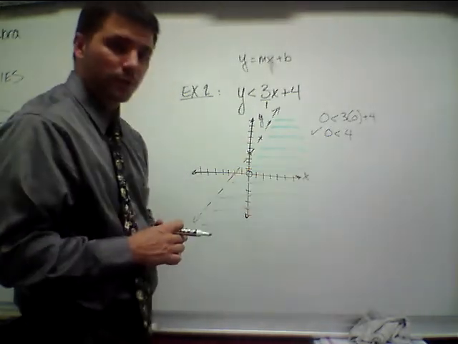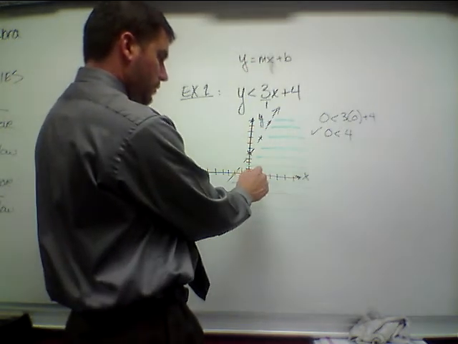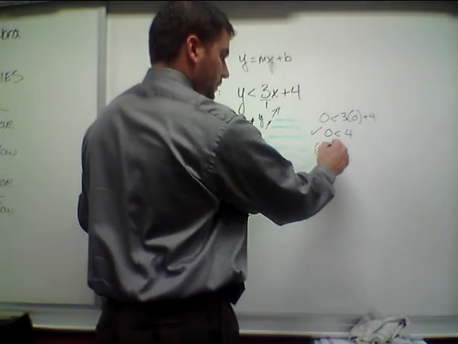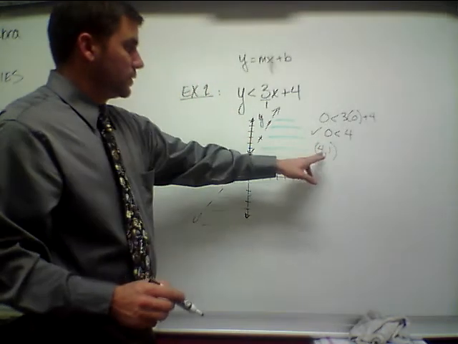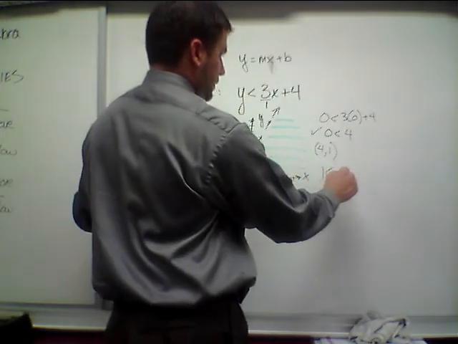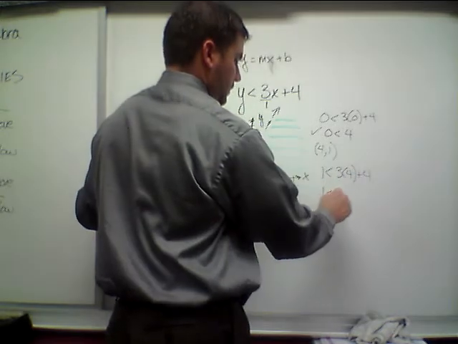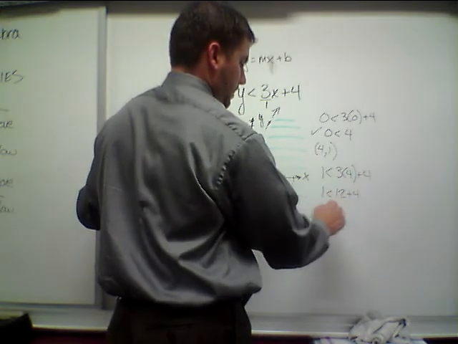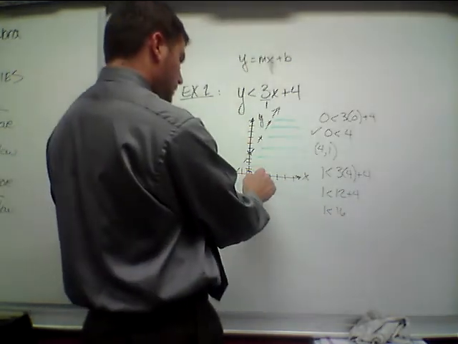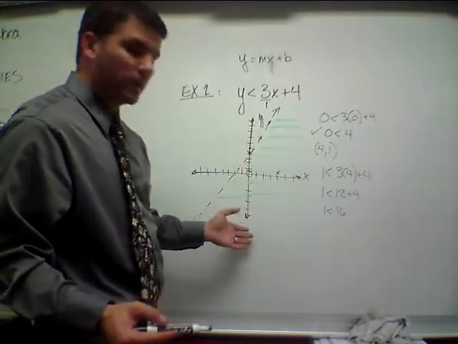So (0, 0) works. Let's pick one that may or may not be as easy. So let's try (4, 1) and see if that's true. So I'll take the 4, plug it in for x, the 1, plug it in for y. And 1 is less than 16, which is true, keeping all of this true.